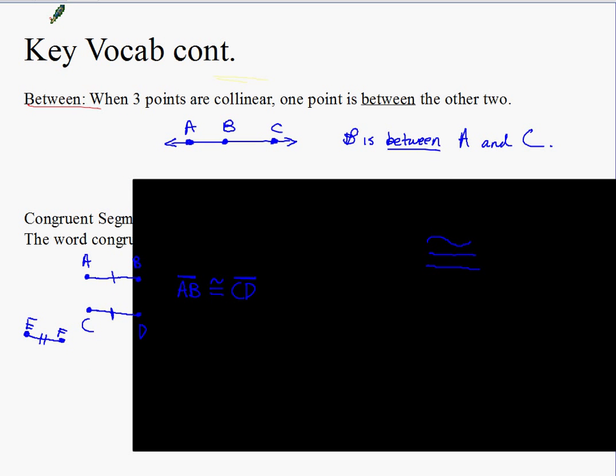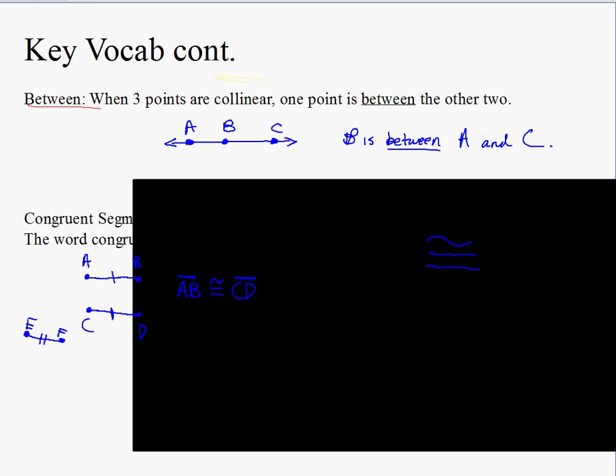Between is not really all that important, but it can be useful. First and foremost, here's a condition: you need 3 points that are collinear. If you don't have 3 points that are collinear, this really makes no sense. If I say 3 points are collinear, here's point A, B, and C. 1 point has to be between the other two. So if I said A, B, and C are collinear, B is in between A and C.